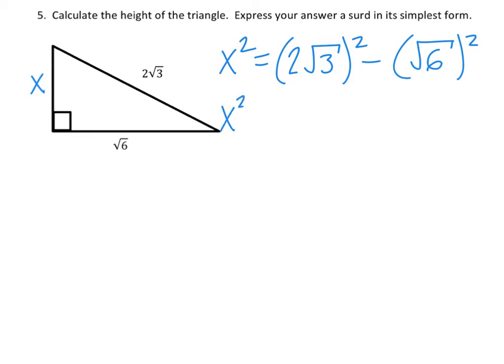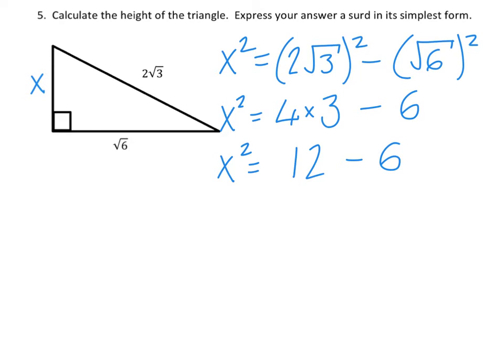So our next line of working is x squared equals, then squaring the 2 in here gives us 4, multiplied by, and the square of root 3 is just simply 3, take away, and then it's root 6 squared, which is just 6. So that's x squared equals 4 times 3, which is 12, take away 6. That then leaves us with x squared equals 6. And then to find x, we will have to square root, so x is the square root of 6.